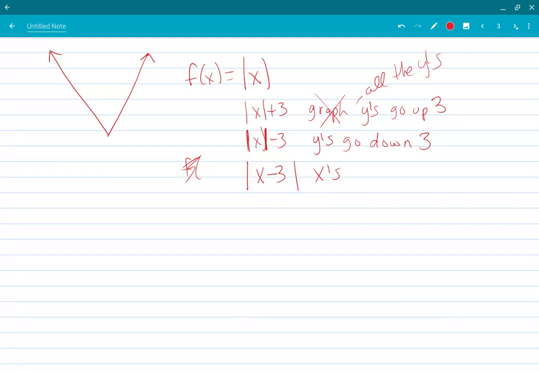Who wants me to tell you the easy way to remember this or the why? Which one do you want me to tell you? The easy way to remember it or the why it works that way? What would you rather know? The how or the why? The why. Okay. All right. So here's the idea, everybody. If you understand the why, it'll help you with all math. Okay.